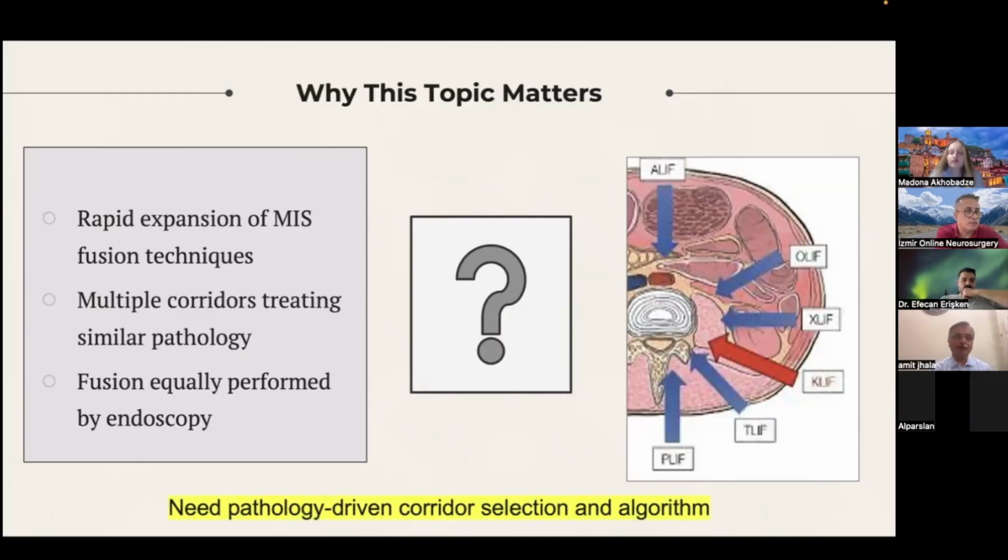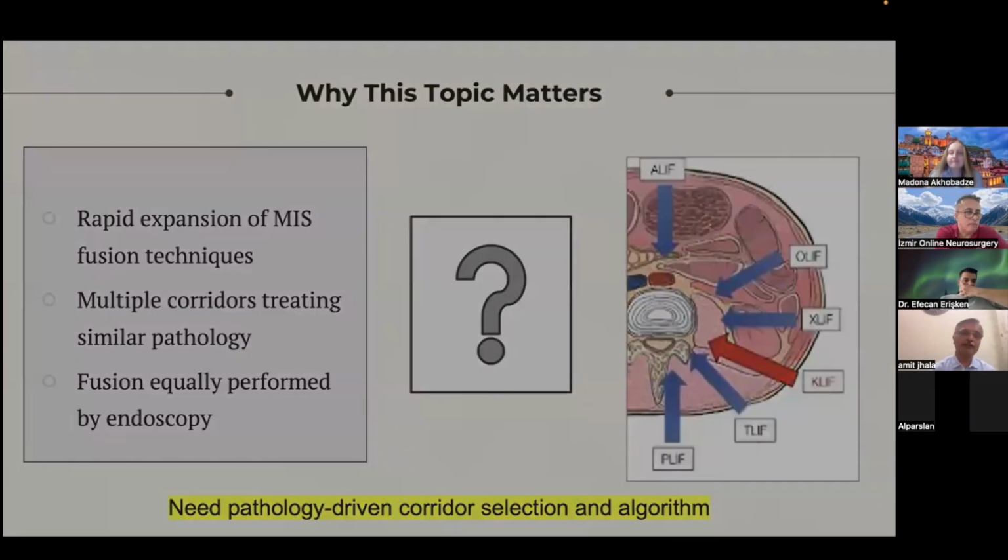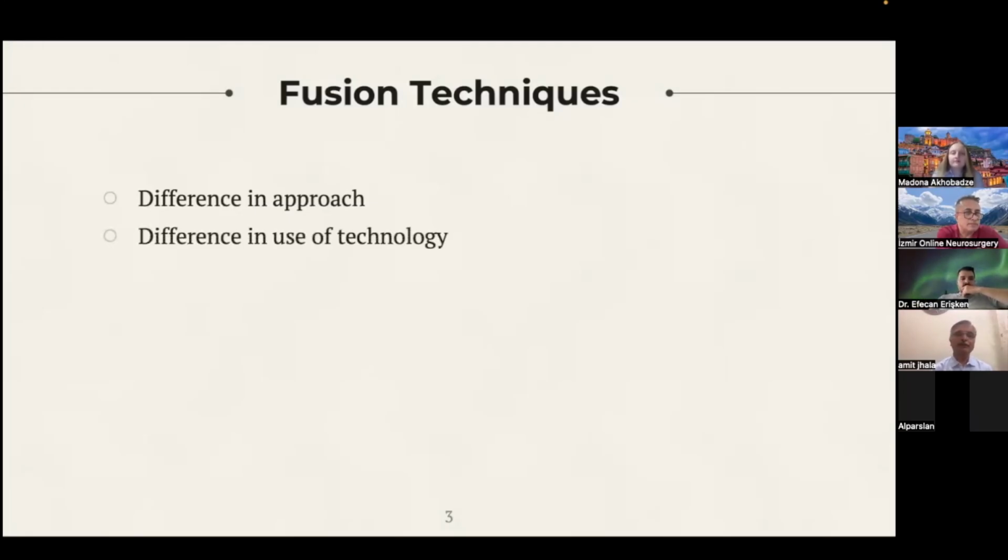And therefore, I found that there is a need for pathology-driven corridor selection and an algorithm, rather than debating which fusion and which techniques, or when to use which type of fusion technique. Now, the fusion techniques which I described before differ in approach. They differ in use of technology. You can do the same thing with different types of technology like robotics, navigation, fluoroscopy, or open. There is a difference in minimalism. That means you can go from open to MIS to endoscopy.